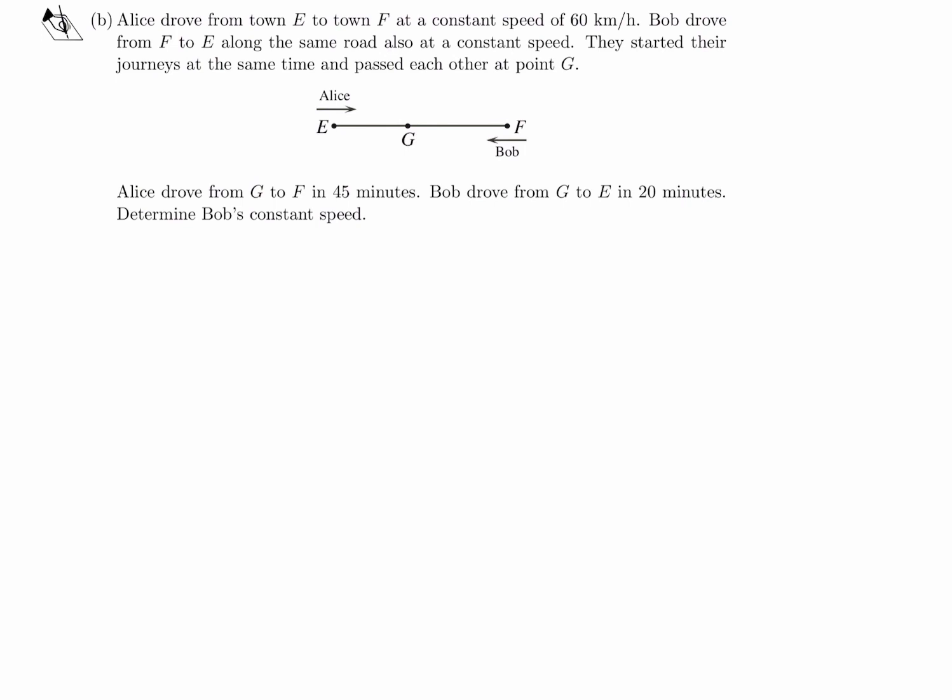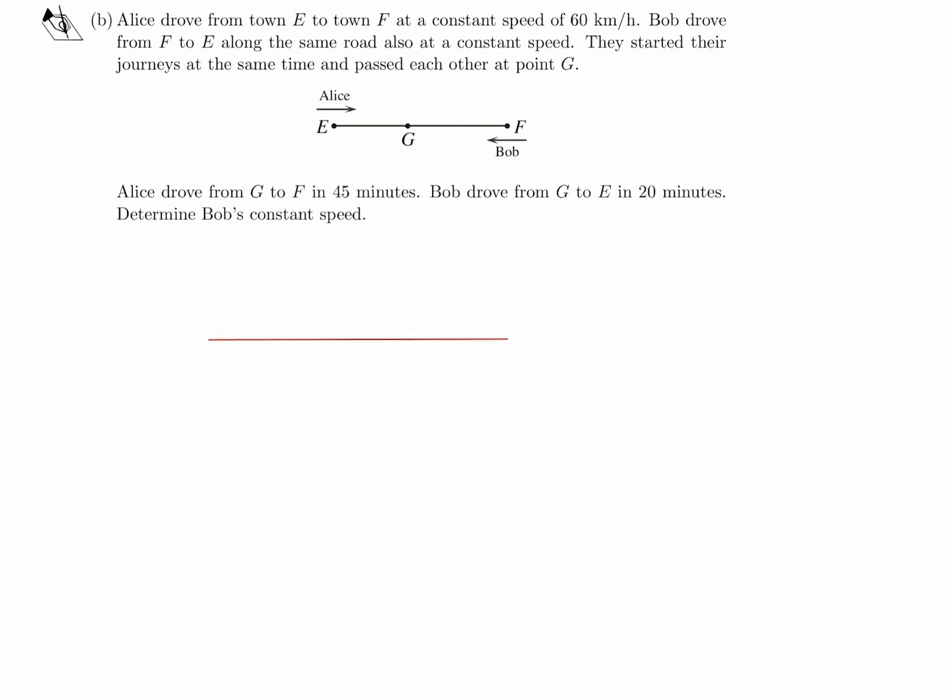Alice drove from town E to town F at a constant speed of 60 kilometers an hour. Bob drove from F to E along the same road, also at a constant speed. They started their journeys at the same time and passed each other at point G. Alice drove from G to F in 45 minutes. Bob drove from G to E in 20 minutes. Determine Bob's constant speed.